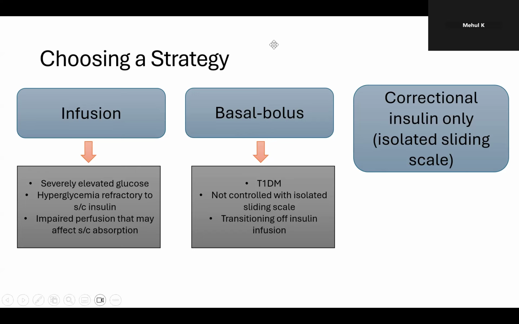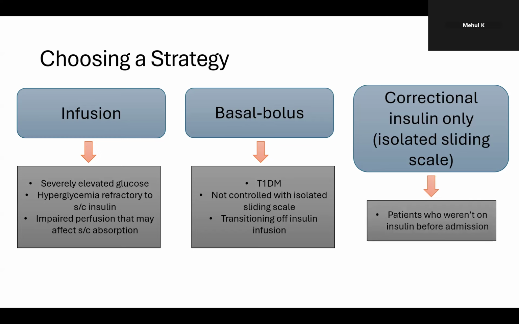If the patient was initially tried on a sliding scale and was not getting control, you can upgrade them to a basal bolus regimen. And a basal bolus regimen can also be used once you transition the patient off an insulin infusion. Now, finally, is the sliding scale only option. This may be used in patients who have mild diabetes and who are not actually on insulin before they got admitted to the hospital. In that case, it might be appropriate to go for an isolated sliding scale option, but this is not a recommended strategy in most patients because it is not physiological.